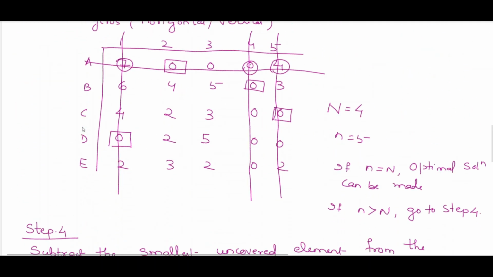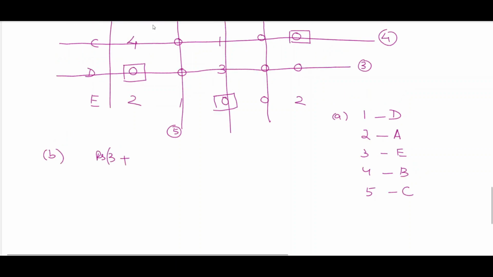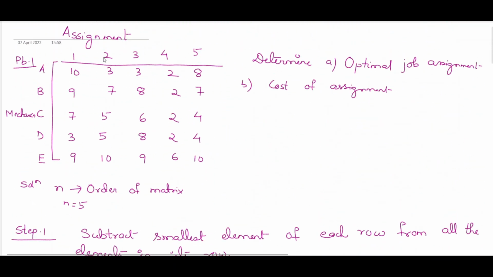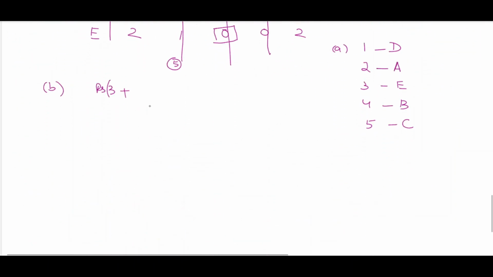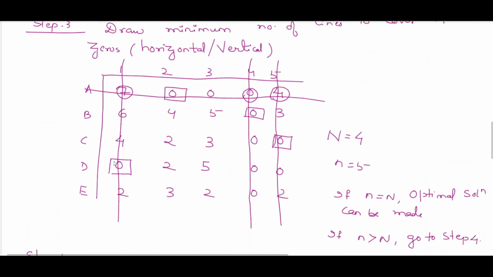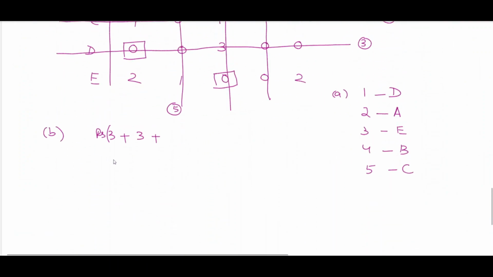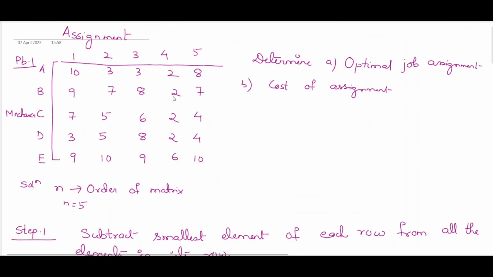So from this table you can get to know that 1D is rupees 3, plus 2A, 2A is also rupees 3. Then 3E, E will charge rupees 9. Then 4B, it will charge rupees 2.